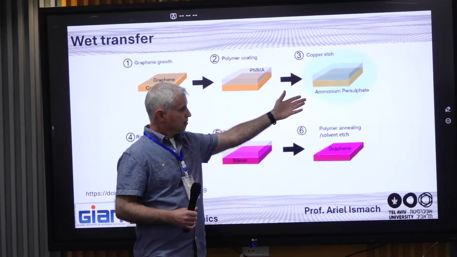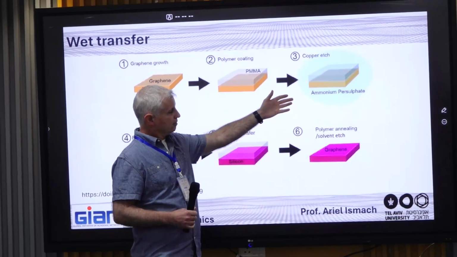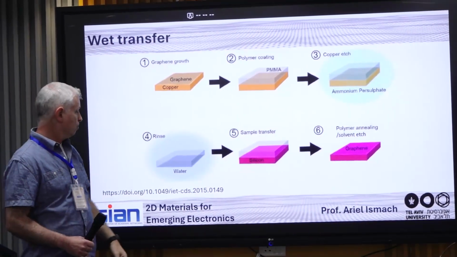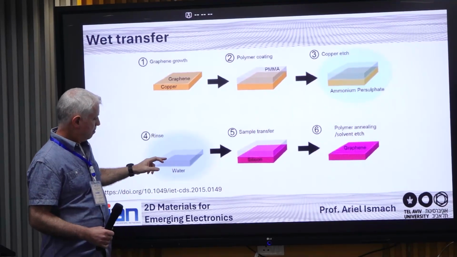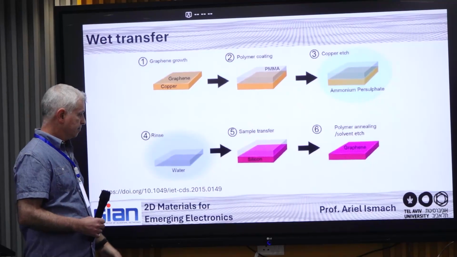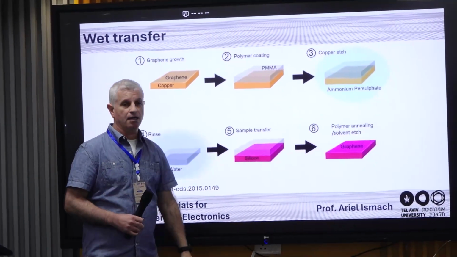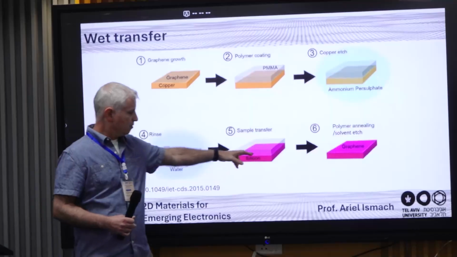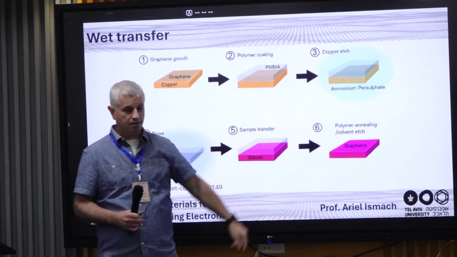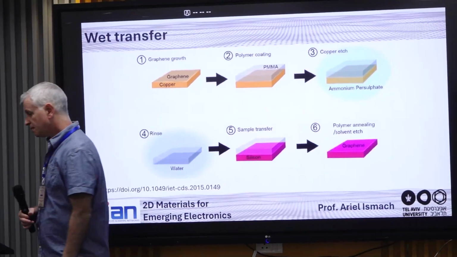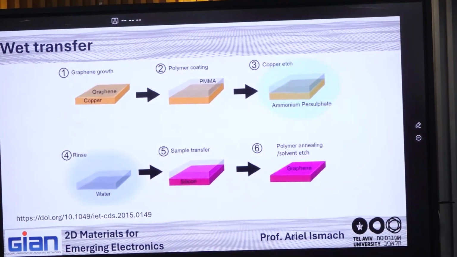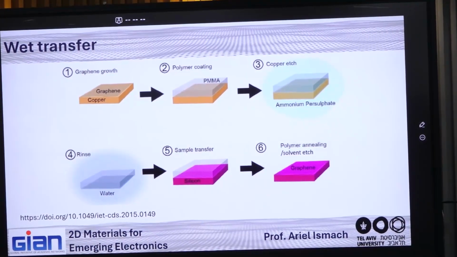Then you etch the metal away with a wet etchant, and you remain with the polymer with the graphene on the bottom. Then you transfer that to the target substrate. After that, you dissolve the polymer, and that's it. You get the graphene. The problem with this process, of course, is contamination, but it works fairly well.